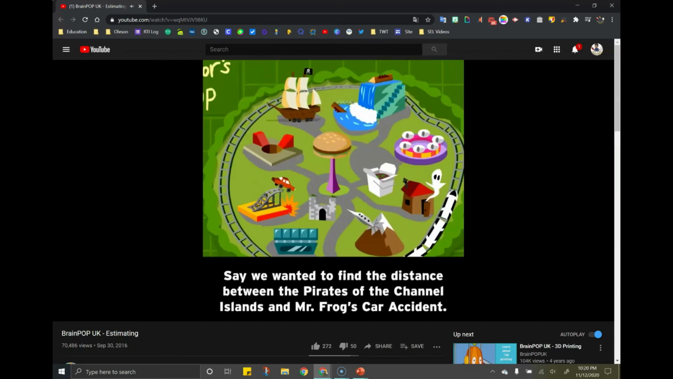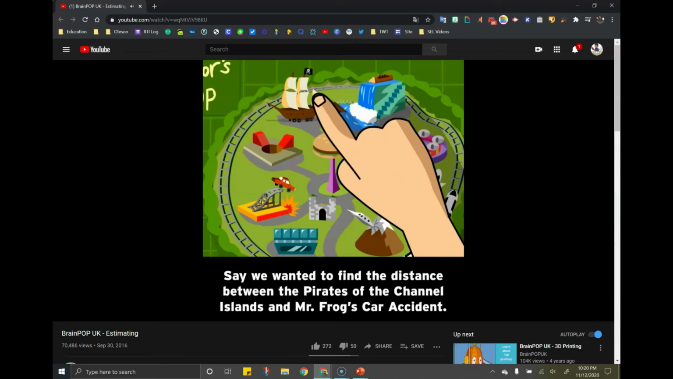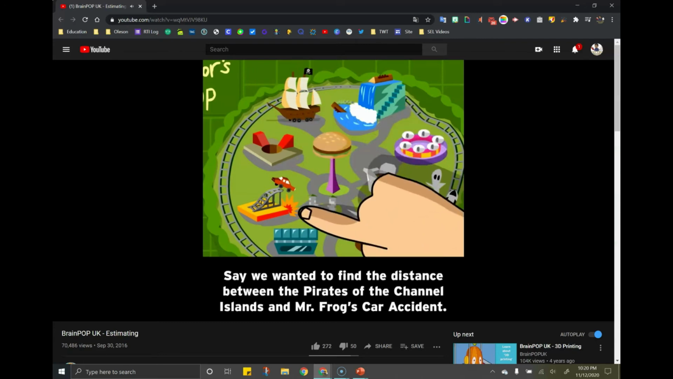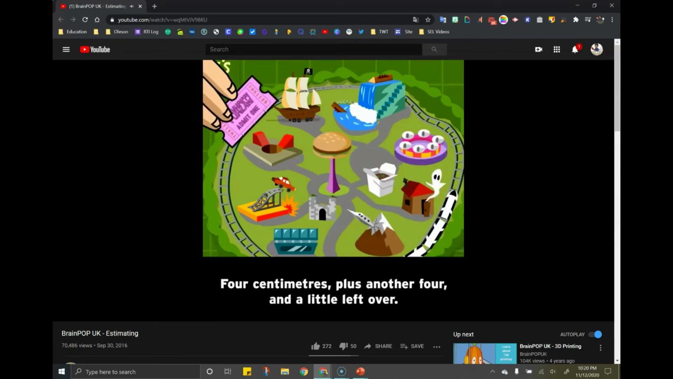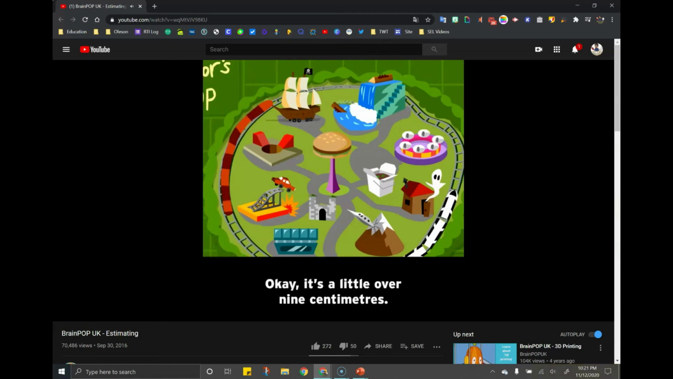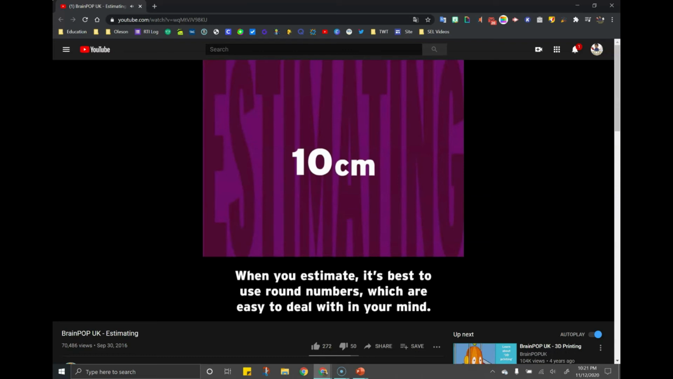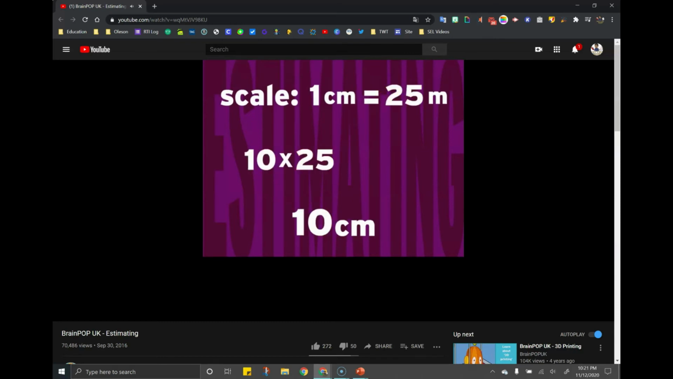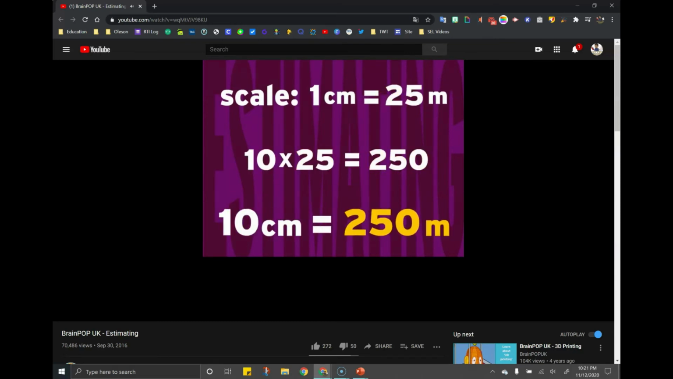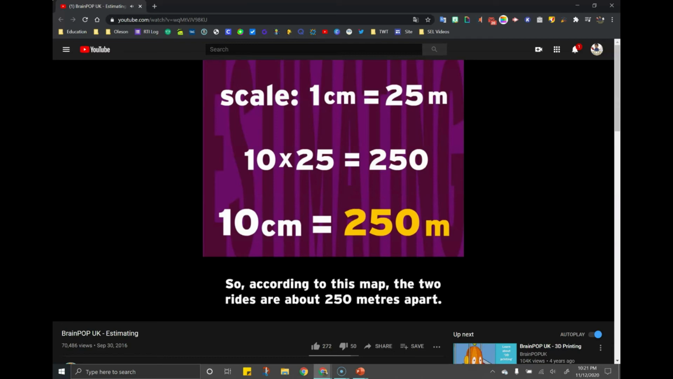Say we wanted to find the distance between the Pirates of the Channel Islands and Mr. Frog's car accident. 4 centimetres plus another 4 and a little left over. OK, it's a little over 9 centimetres. We'll just round that up to 10. When you estimate, it's best to use round numbers, which are easy to deal with in your mind. So, according to this map, the 2 rides are about 250 metres apart.